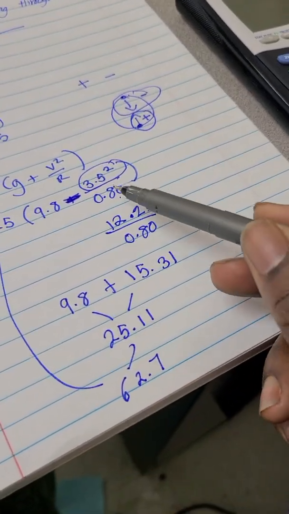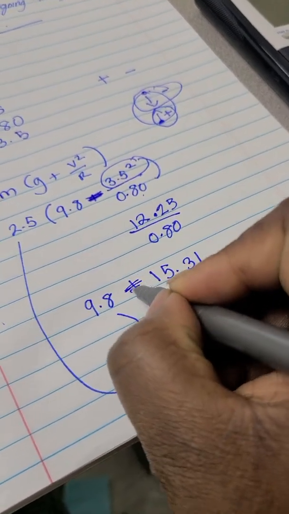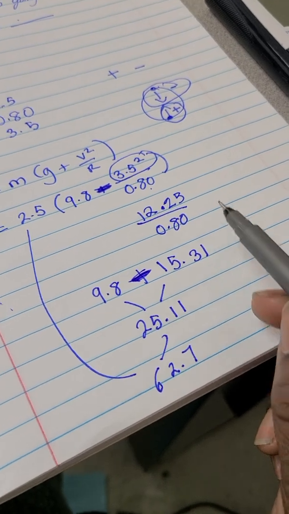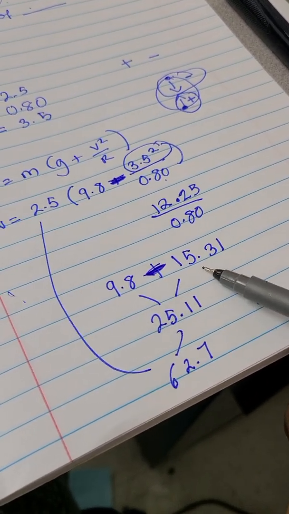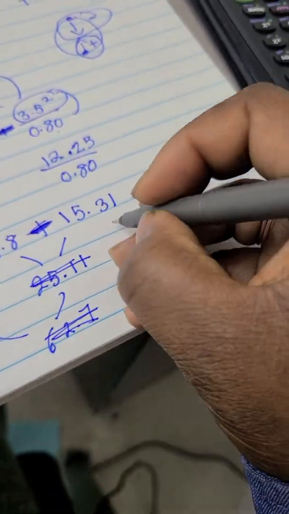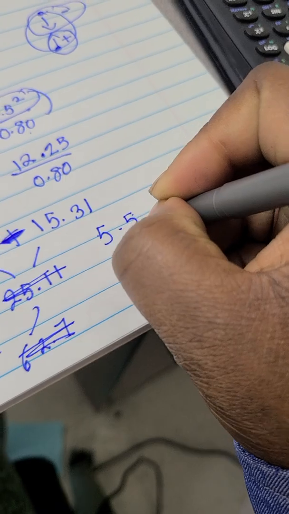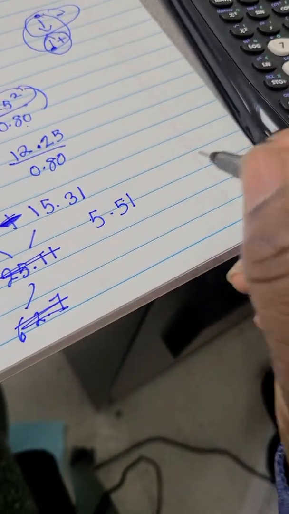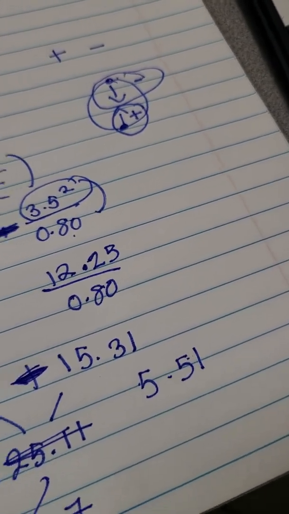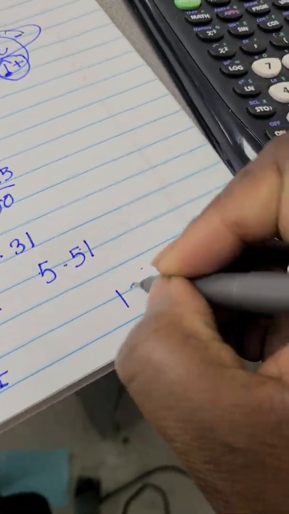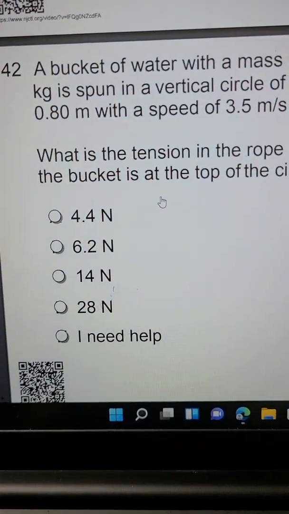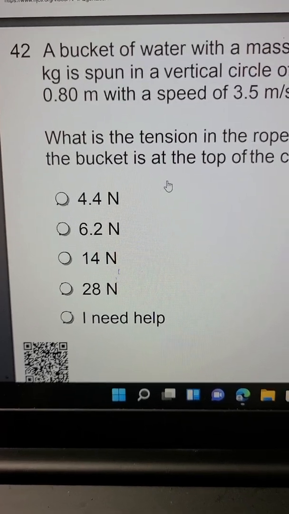So now you're going to still work your way through everything. Now the only difference is you are subtracting gravity with whatever you got from velocity squared over r, which is 15. When you subtract these two, you now will have 5.51. Multiply the 5.51 with 2.5, and you now have 13.77, which rounds up to C being your answer.